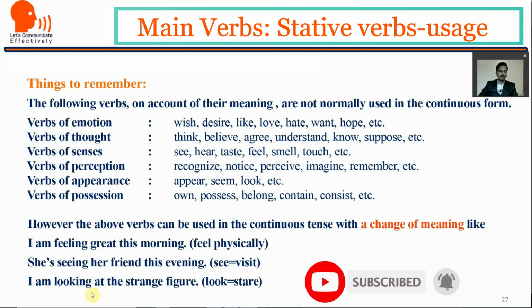You cannot say you are looking great when you're talking about appearance, because look is a part of appearance, I guess, right? So you cannot say you are looking great. Simply, you look great, you look gorgeous, you look beautiful, you look handsome. Not you are looking gorgeous, you are looking handsome, and so on. But when you are staring at someone, yes, I'm looking at the strange figure, I'm looking at the person, I'm looking at that scene, and so on.